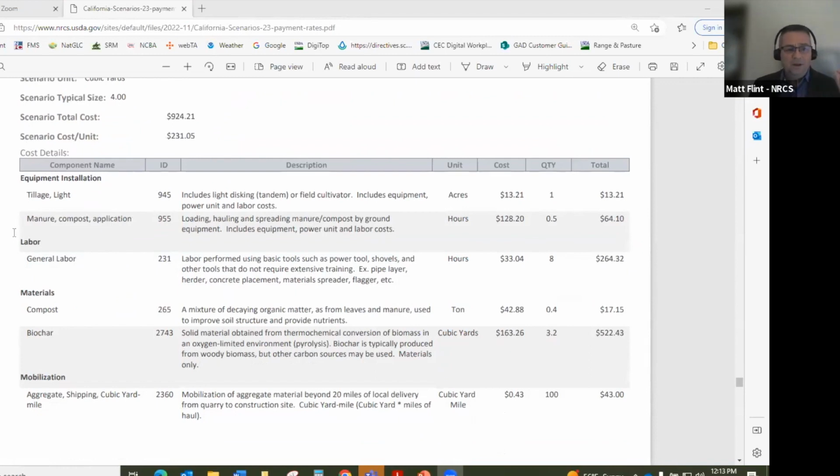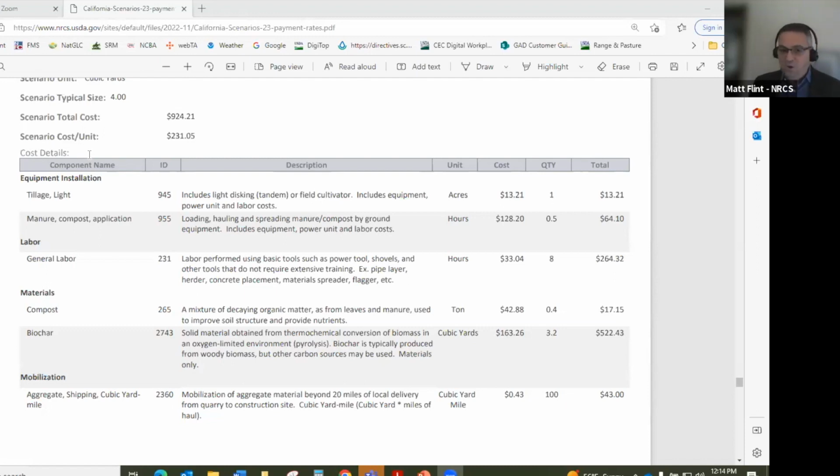The cost details is the author's analysis of what was the equipment needed to do the application of this soil carbon amendment. So we see there was tillage and manure compost application, like the loading, hauling, and spreading. There was general labor, and there were materials. There's compost, and there's biochar. There's also mobilization of some of the materials. So those are the cost components. And when you add them together at their approved rates and the quantities that were anticipated to be needed for a 4 cubic yard treatment scenario, that's how the total cost and unit cost were derived.